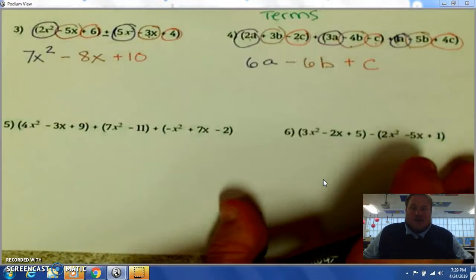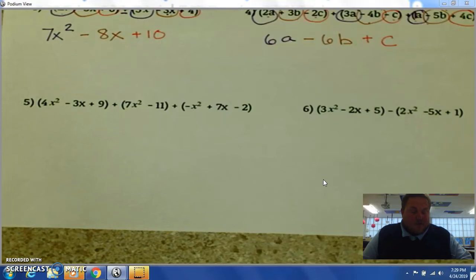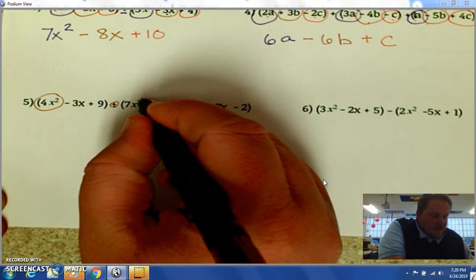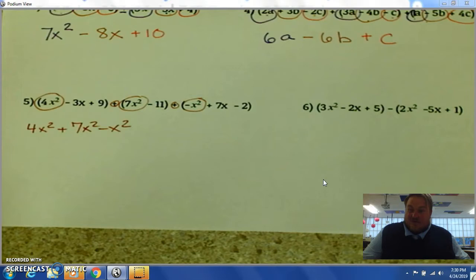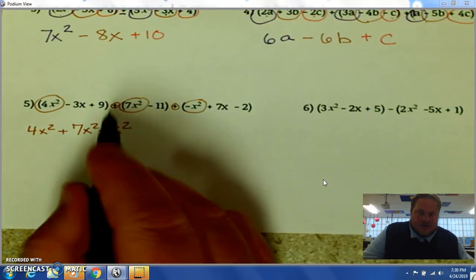Let's go ahead and look at number 5. Okay, here I'm going to probably write it out a little bit better. Okay, we have 4x squared plus 7x squared plus negative x squared. So I'm going to write it this way. Okay, we're just going to simplify that first, just to show you a different way. 4 plus 7 is 11 minus, remember, it's a 1. If it's just a minus something, it's got a 1 in front of it. So 11 minus 1, that's 10x squared.